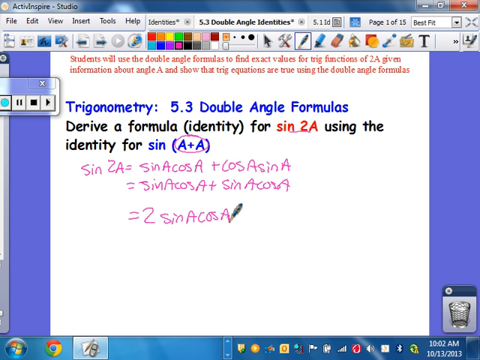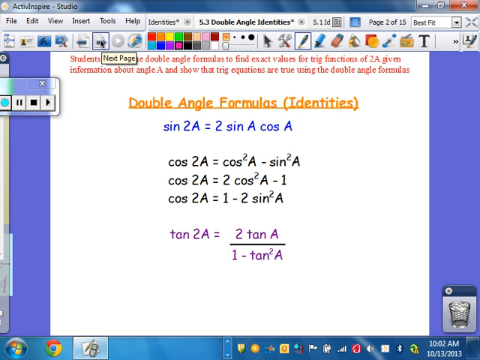Well, if you look at your double angle formula, that's the exact same thing. It's 2 sine theta cosine theta. Okay? So that is why or how it works. That's called deriving a formula. This is the one I just did. You could do the exact same thing with any of these, okay?